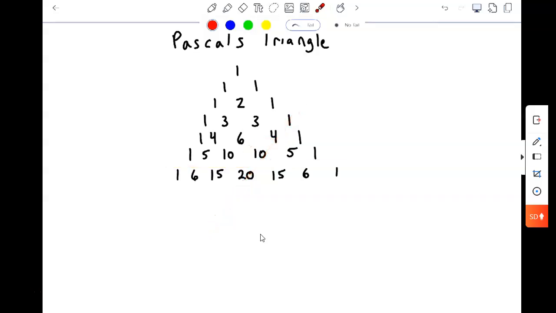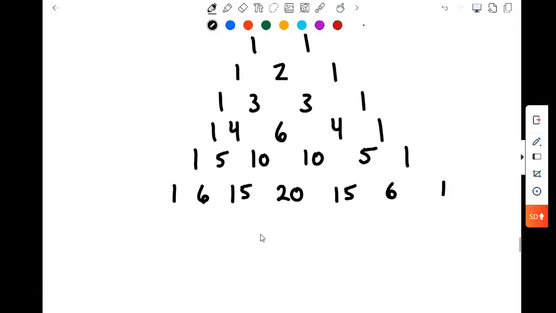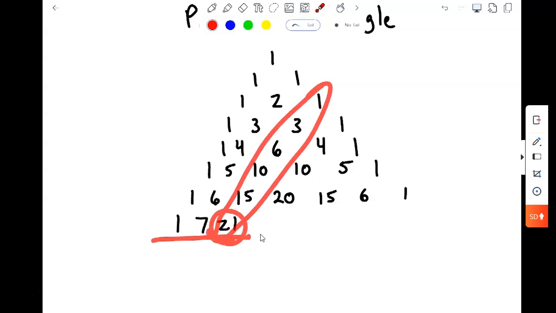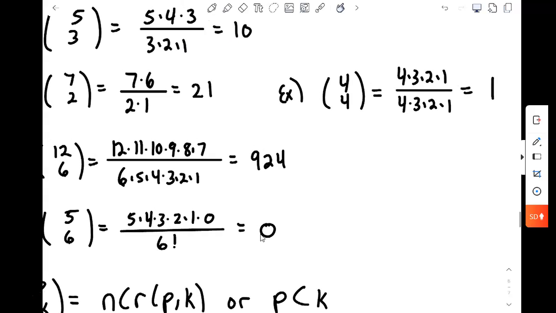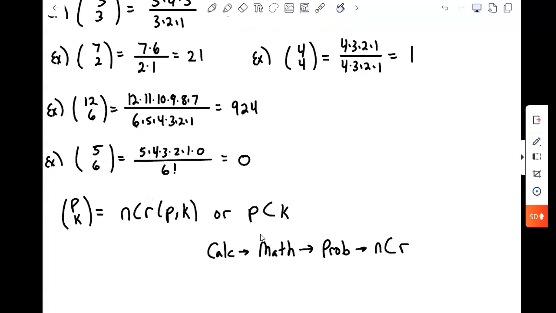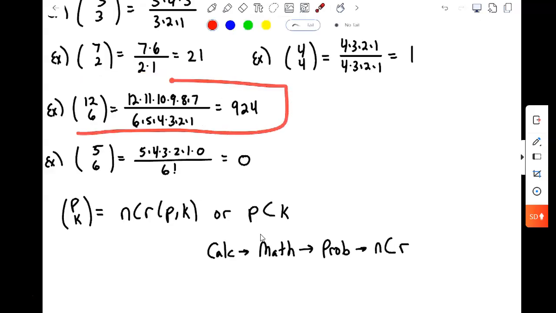Now we also did 7 choose 2. I don't have the 7th row written down, but if I did, that would be 1, 7, 21. That'd be your 7th row, and second diagonal. There you are. 7 choose 2, and if you go back to our result, 7 choose 2 is 21. So for small values, Pascal's triangle is nice because you can just look at it and read off the solution for the binomial coefficient. When you get to some bigger numbers, then you're probably better off just computing them.